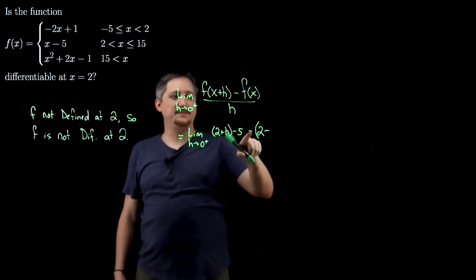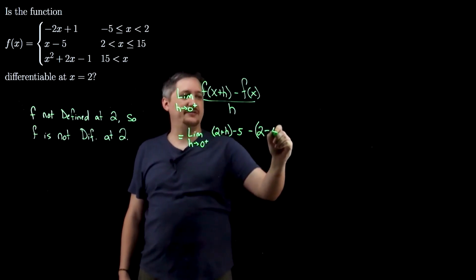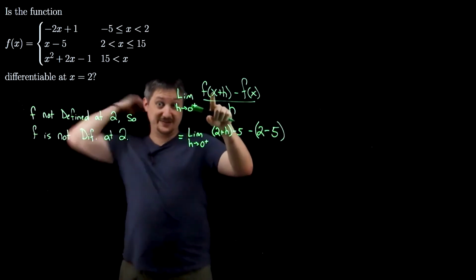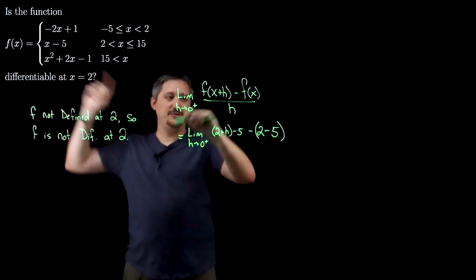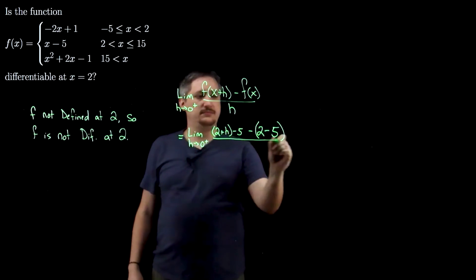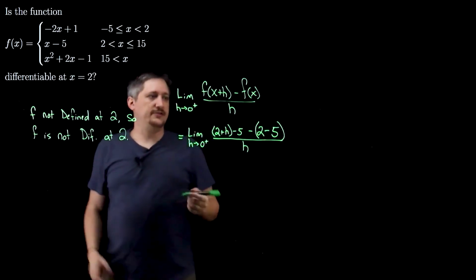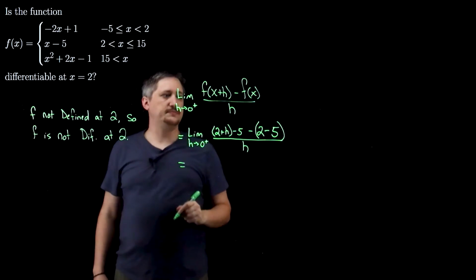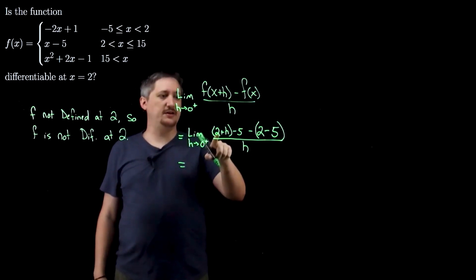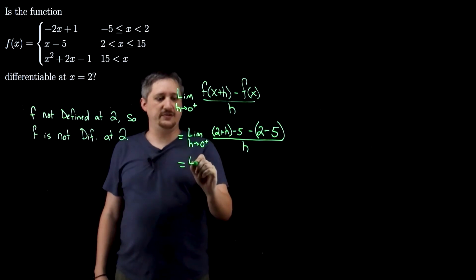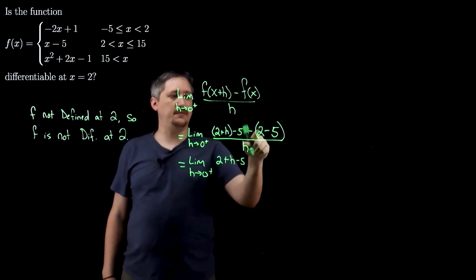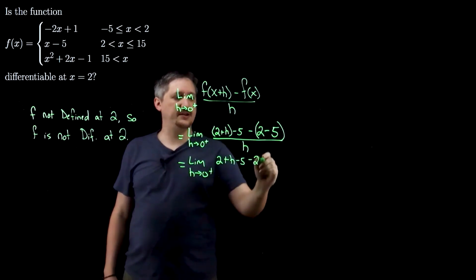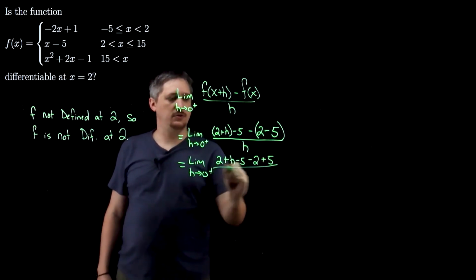And this is minus 2 minus 5. Right, so this x is this x, and then this f is this f, all over h. So now I can continue on. So here I'm going to have 2, so this is the limit as h goes to 0 from the right of 2 plus h minus 5 minus 2 minus minus, so plus 5, all over h.